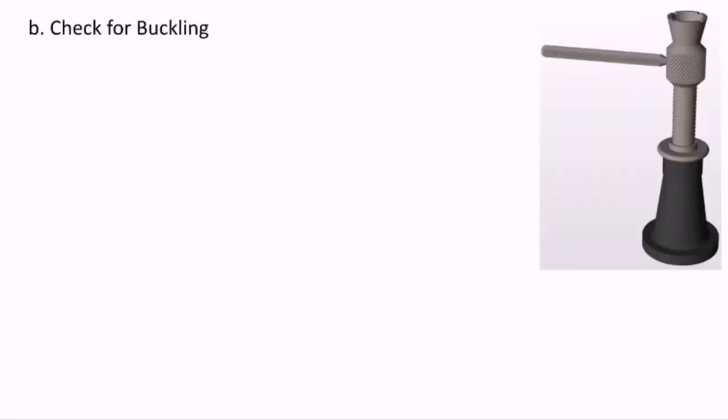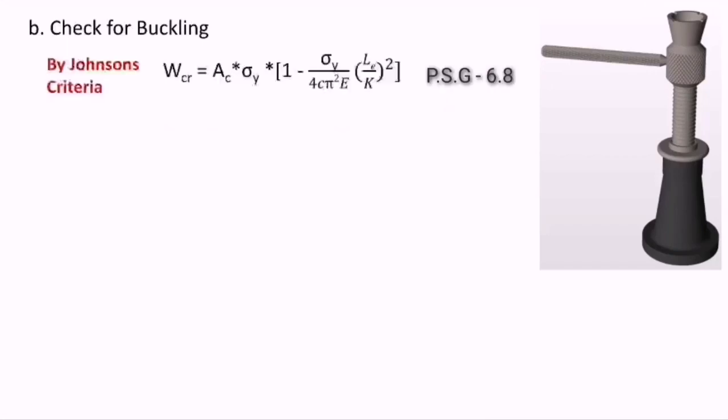The last part, as you can see in the figure given on the right side, when the load is lifted, that means when the screw is fully out, this screw will be acting as a short column. So we need to check for its stability by Johnson's criteria. So by Johnson's criteria we have WCR, that is crippling load, is equal to AC multiplied by sigma y into (1 minus sigma y divided by 4 C pi square E into (LE by K) square).